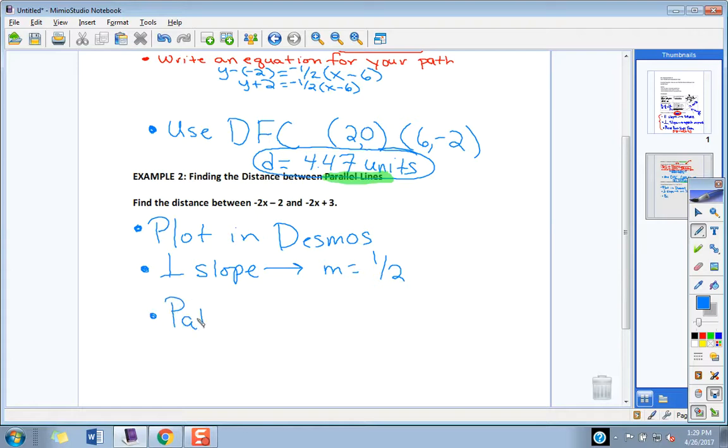Now, the path between two parallels is very nice because the path can be anywhere as long as you have the correct slope. And maybe this is the tricky part here. Your path to find the distance between parallels is simply y equals mx. A lot easier than the other one. You don't have to put all those points and stuff. It's just y equals mx, because it doesn't matter where it goes. So what's the path going to be, kids? Y equals half x.